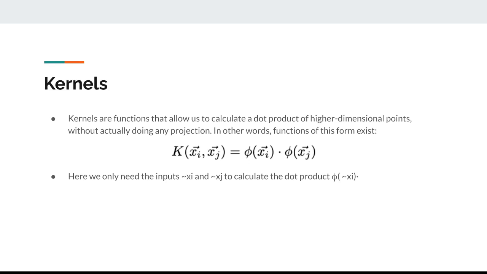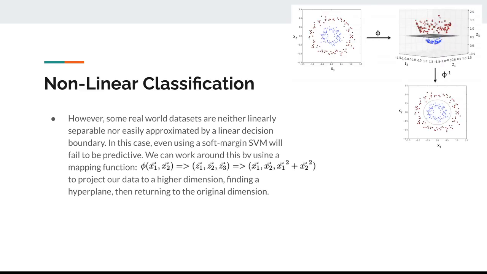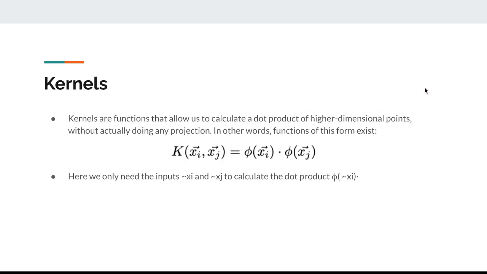So kernels are functions that allow us to calculate a dot product of the higher dimensional points, so we won't actually have to do any projections like the one done here. They're different sorts of functions where you calculate the dot product directly, which makes it easier. Because as you can imagine, the projection function and the subsequent dot products done on the projected points are really computationally expensive. So to get around this, using the kernel trick is really convenient, because for an SVM, we don't really care much about the projected points. We just care about the dot products.